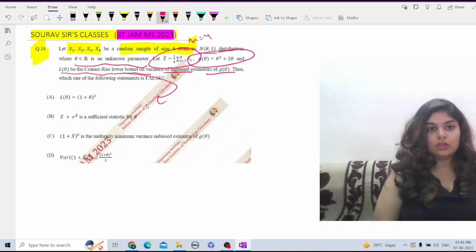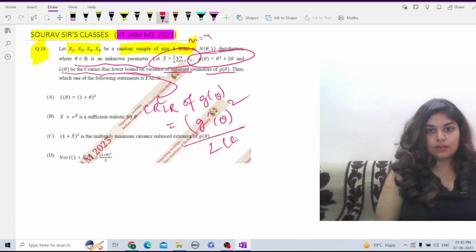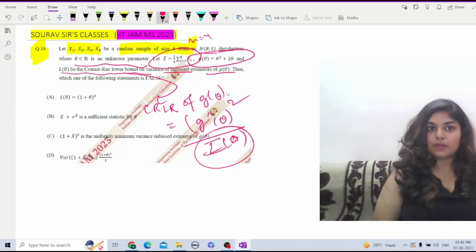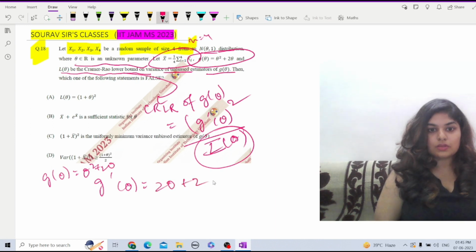Now first of all, what is the CRLB of g(theta)? The formula for this is g'(theta) whole square by I(theta), where I(theta) is the information about theta. Now g'(theta) is basically the derivative of g(theta). So what is g(theta)? g(theta) is equal to theta square plus 2 theta, so the derivative is 2 theta plus 2. Correct?